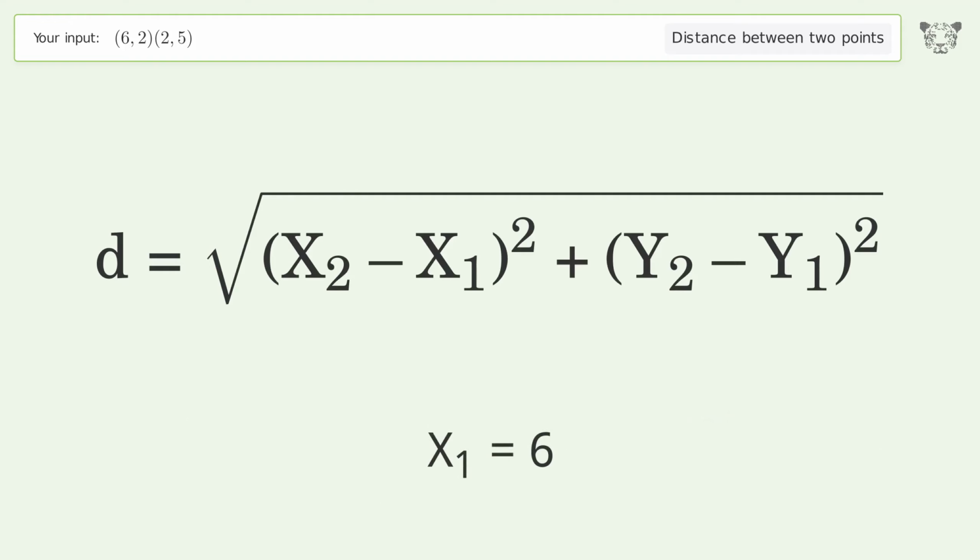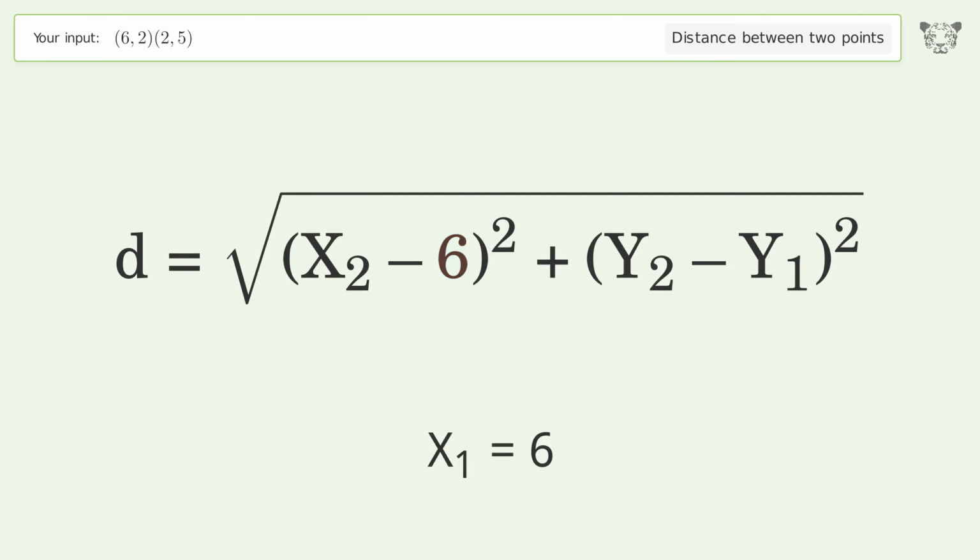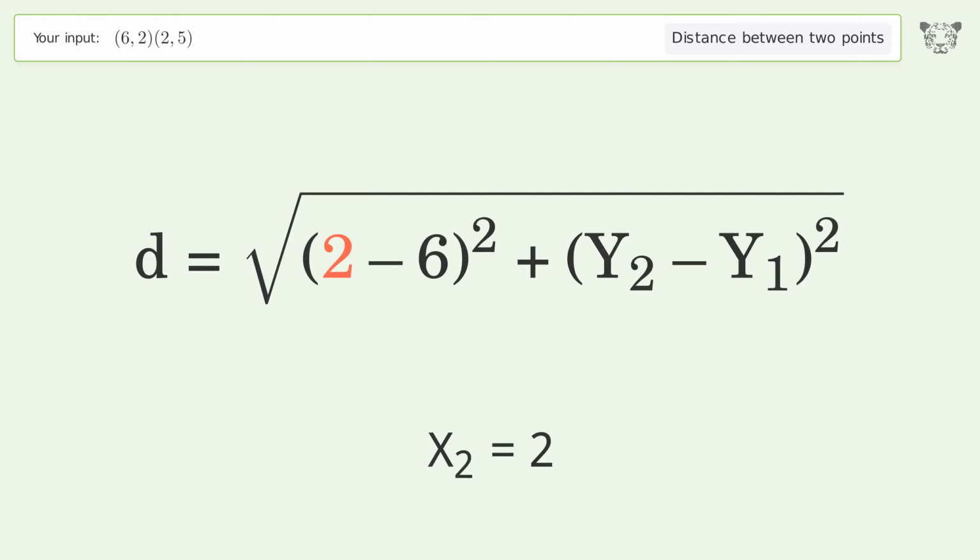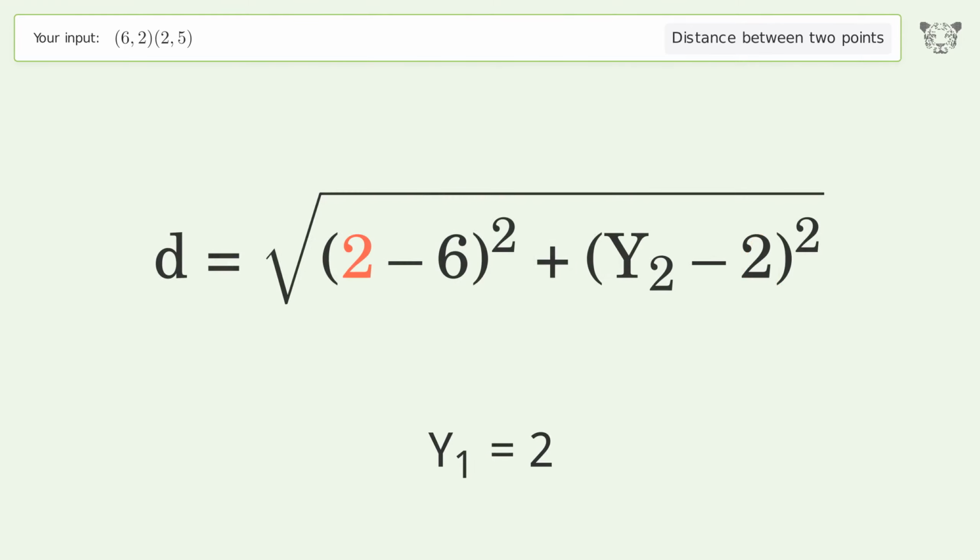x1 equals 6. x2 equals 2. y1 equals 2. y2 equals 5.